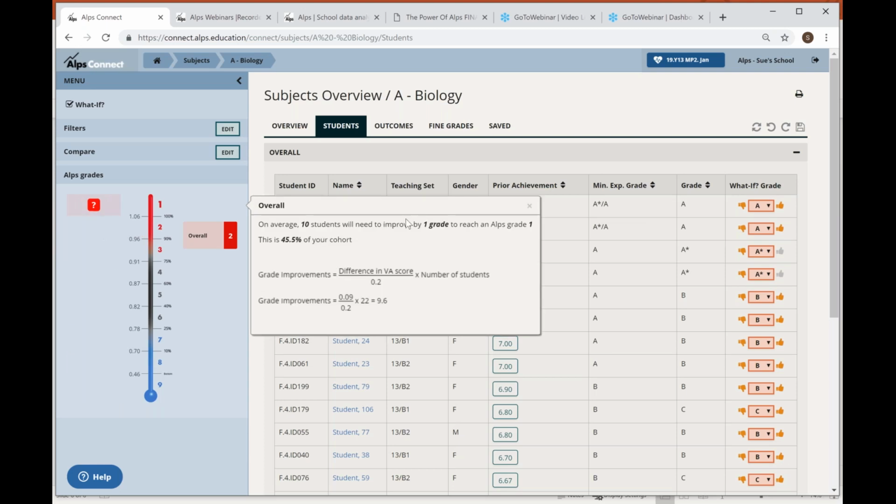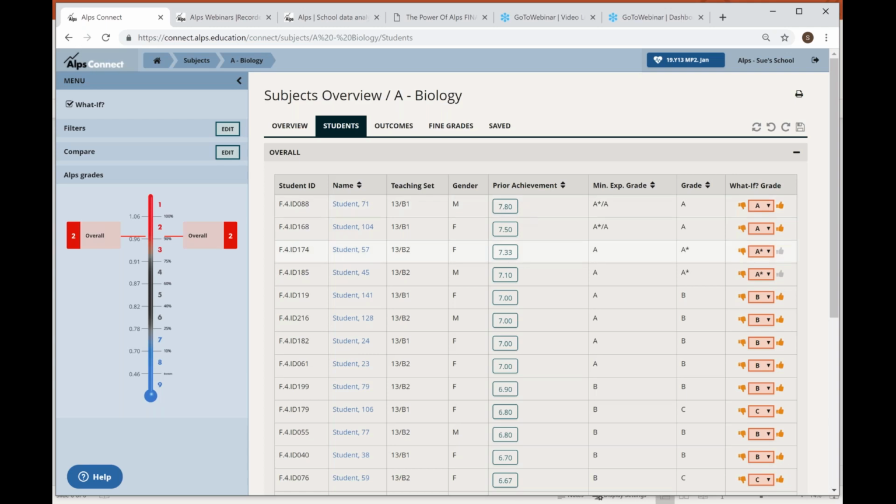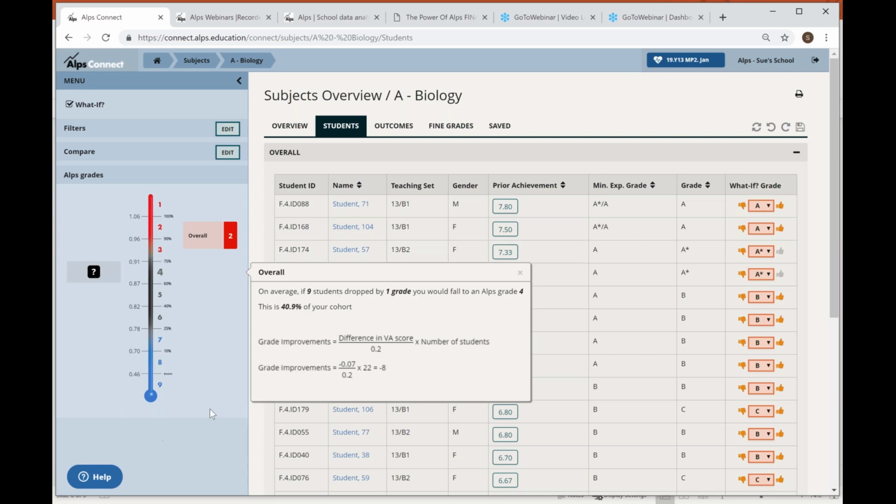It would tell me 10 students need to improve by a grade. I'm going to be Scottish and pessimistic here, but if I were to say, I wonder how much it's going to take for me to drop out of the red, I can also pull that down. Only 9 students to drop by a grade, and that would be me out of the red.